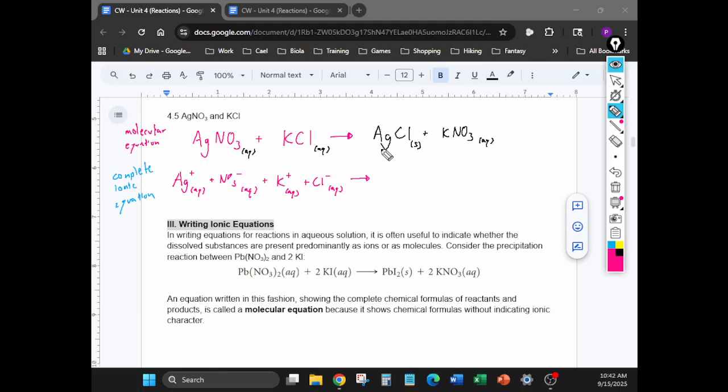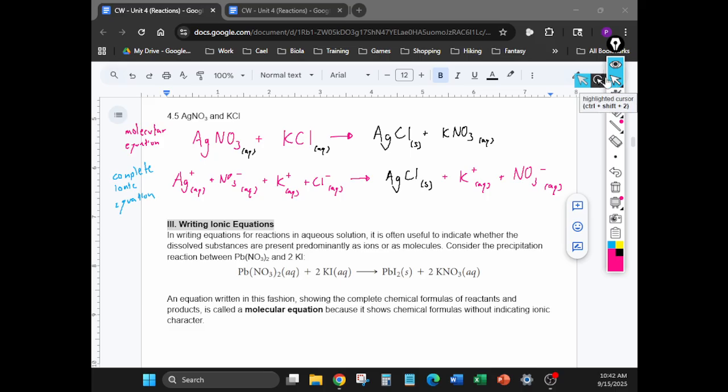All right, now if you take a look, there's only one compound in the equation that is not aqueous, right? It's the precipitate. For this one, you keep it together because it does not dissolve in water. It does not ionize. So we just keep that molecule together, AgCl, and it's a solid. However, KNO3 is aqueous, and so we have to separate the KNO3 into its ions. So this is what we have. So this is the complete ionic equation.